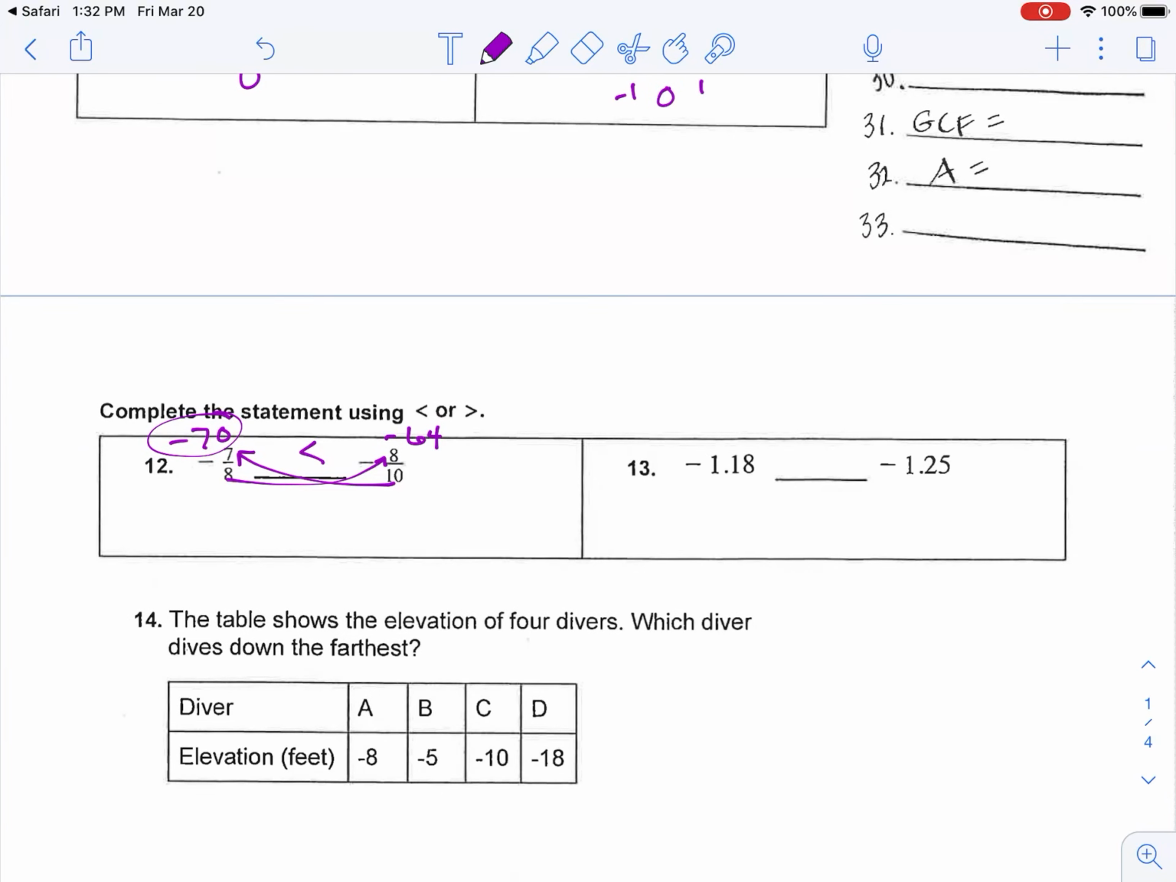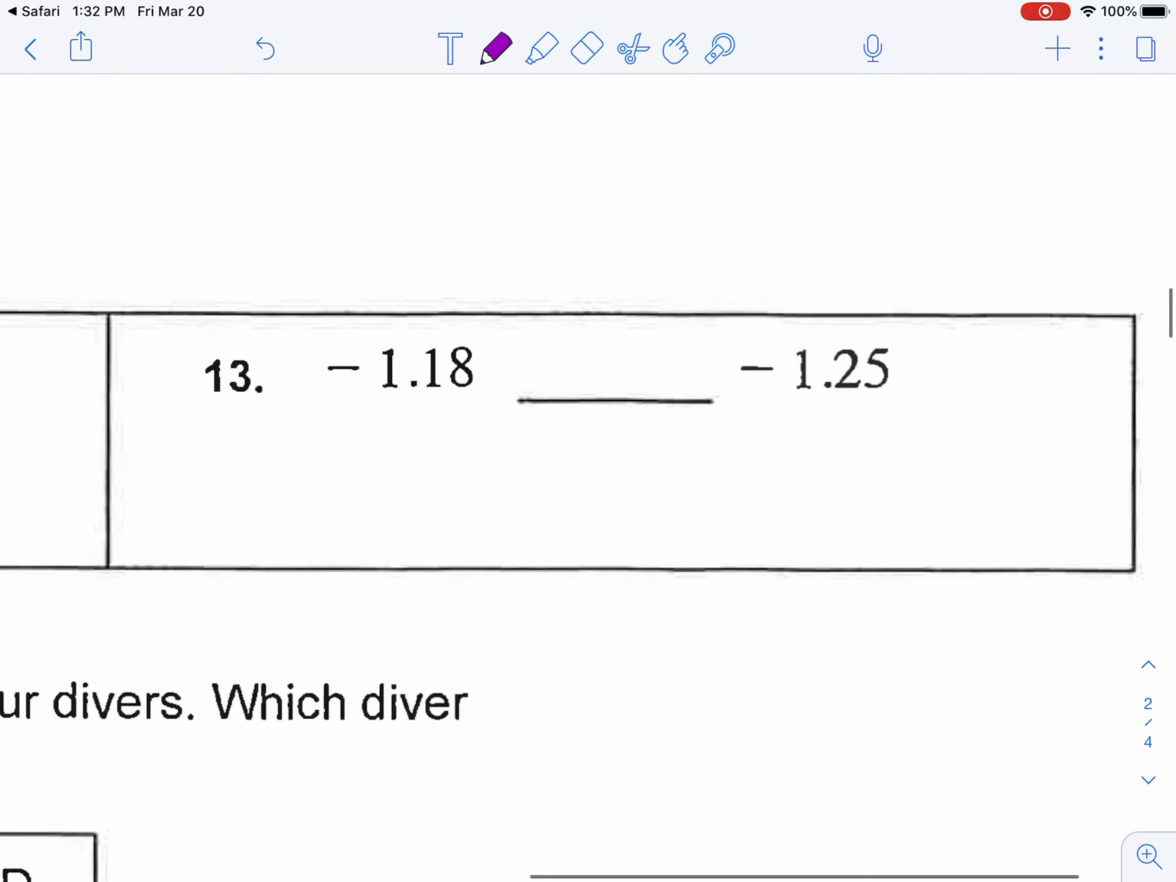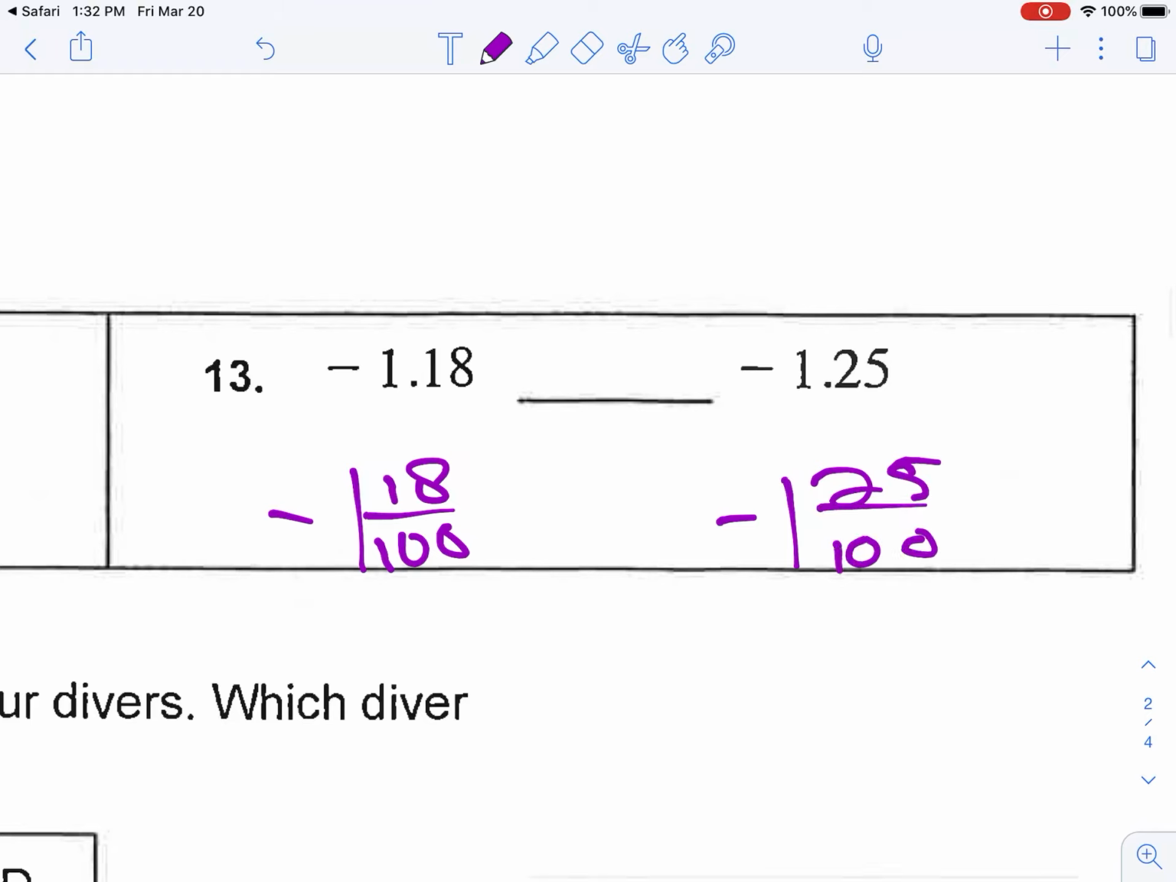Okay. For number 13, we're looking at decimals. You can also turn these into fractions if you wanted to. Negative 1 and 1800ths, negative 1 and 2500ths if you wanted to, and then you could cross product. Or you could always round as well. Negative 1 and 1800ths is going to be greater than negative 1 and 2500ths, because if you think of a negative 25 versus a negative 18, negative 18 is greater than negative 25. It'd be closer to 0, closer to those positive numbers.